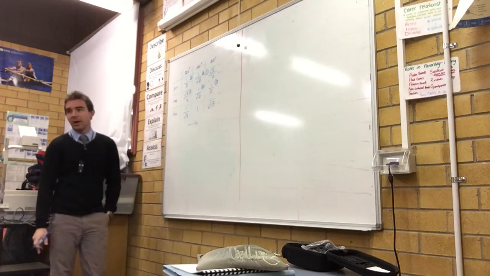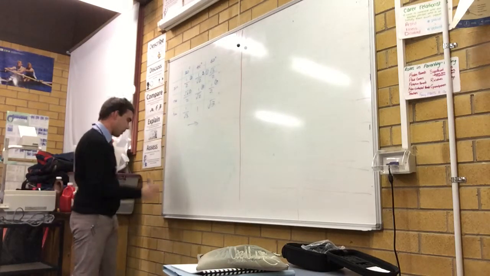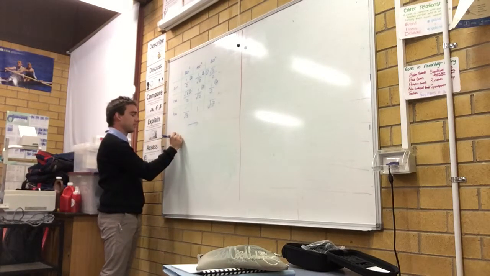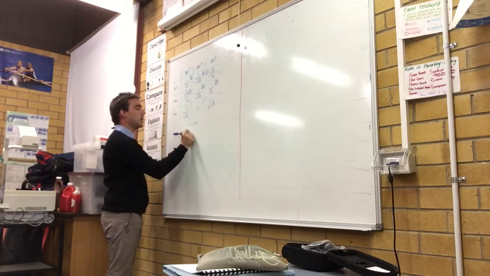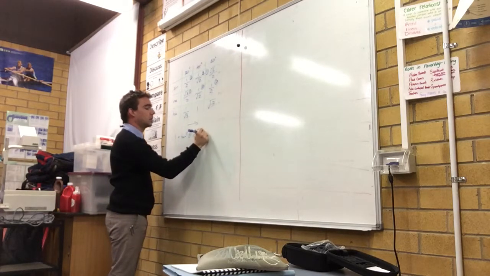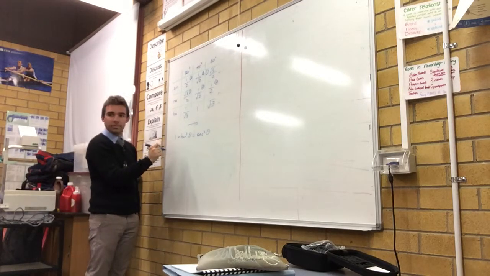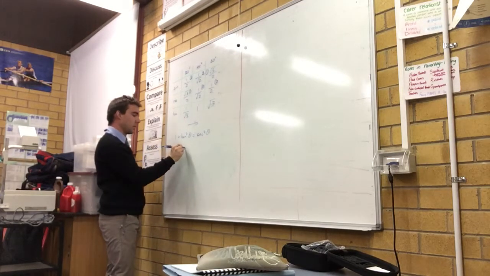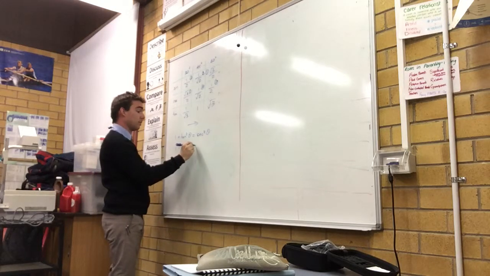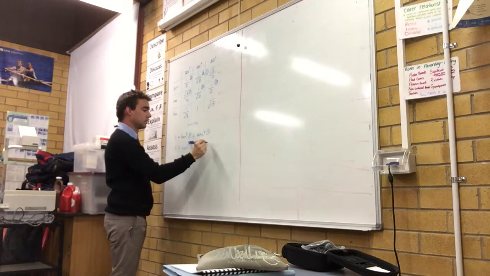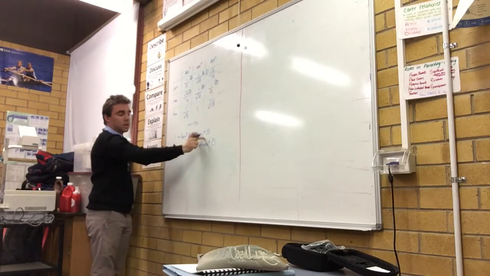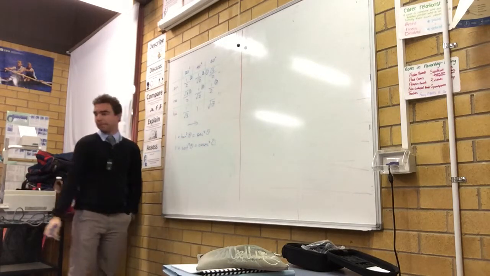Alright, Josh, one of the 5 identities. 1 plus tan squared theta is sec squared theta. Amanda? 1 plus cot squared theta equals cosec squared theta. Okay, the one with the tan is sexy, the one with the cot is cozy.